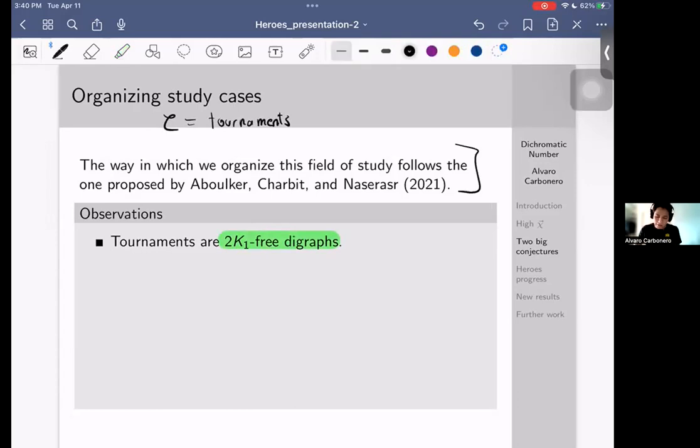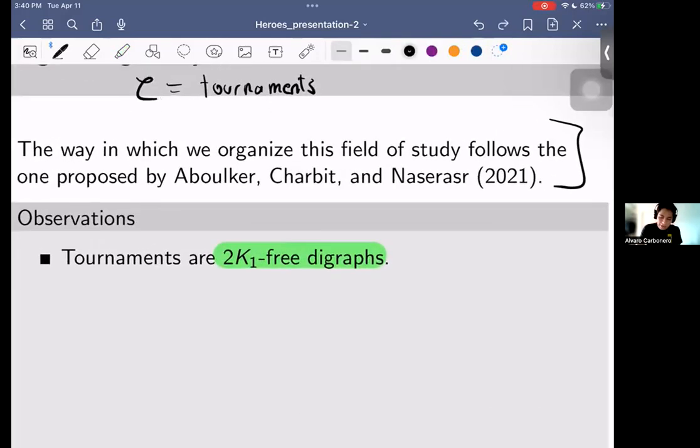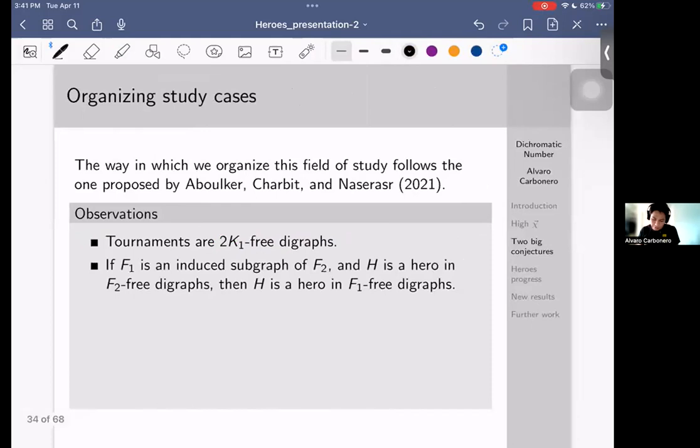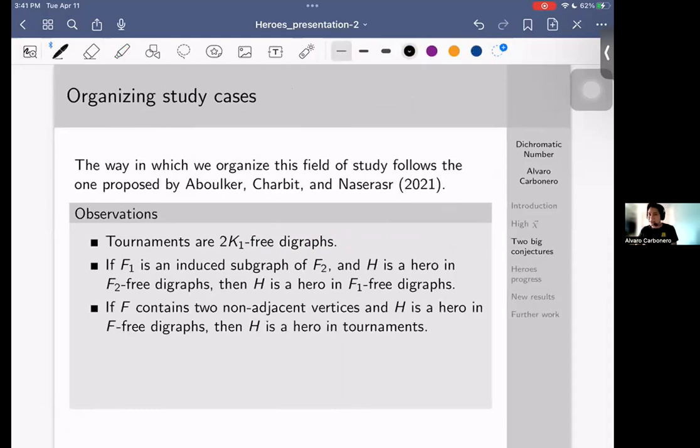So remember when I said that the classes C that we're going to consider are actually F-free digraphs? Well, tournaments are the case where F is simply 2 vertices. All right. The next observation, let me skip this one. You can read it on your own time, but I'm not going to cover it because it's a little complicated. And what we need to gather from it is the third bullet point, which is that if F contains two non-adjacent vertices, and H is a hero in F-free digraphs, then H is a hero in tournaments too.